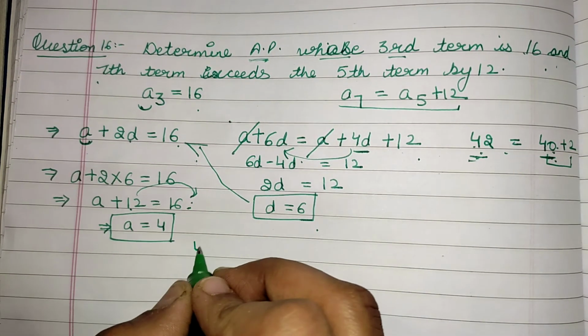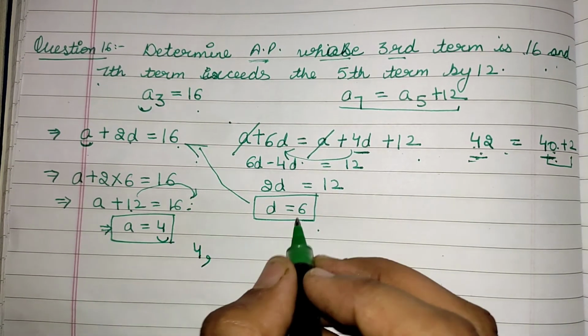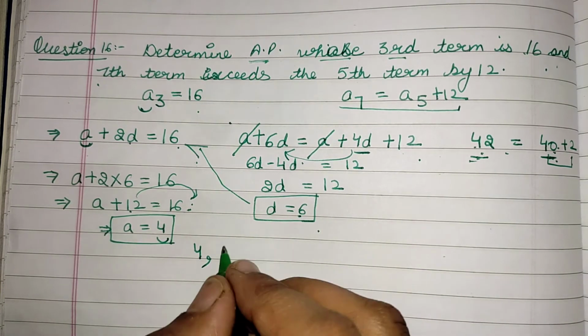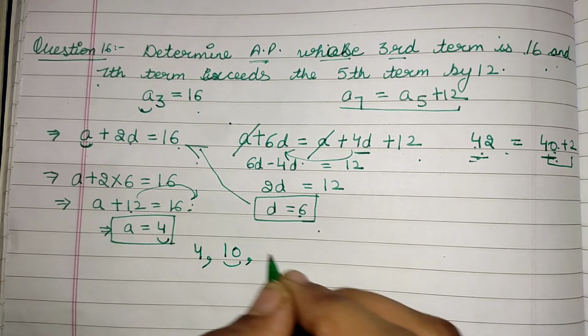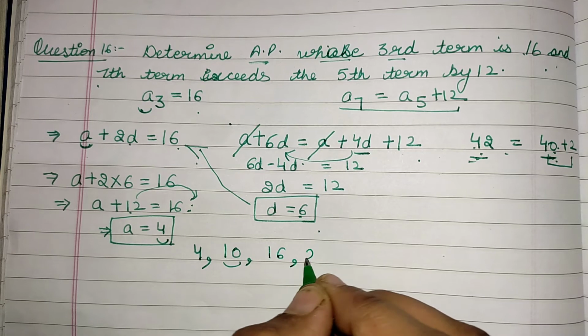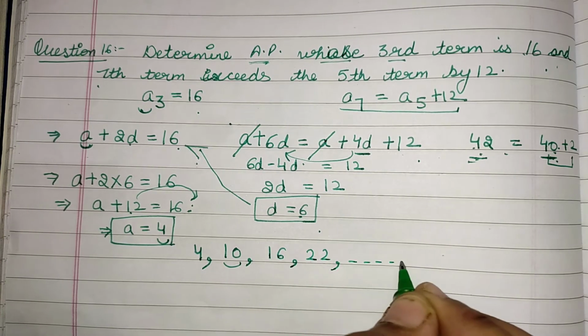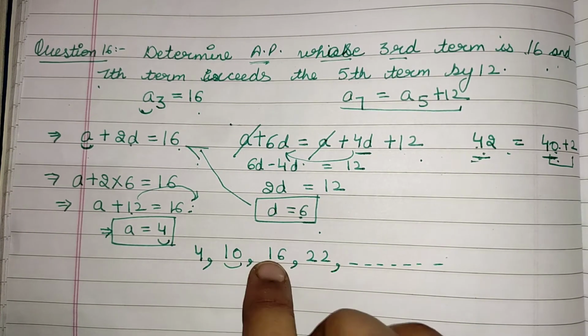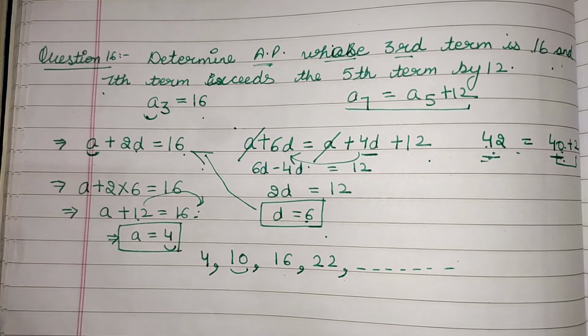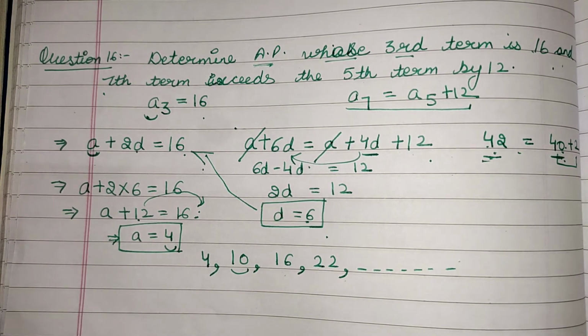So I can find the AP. The first term is 4, then the second term will be 4 plus 6, which is 10. 10 plus 6 is 16. 16 plus 6 is 22. I am adding the common difference to each and every term so that I can get the next term.